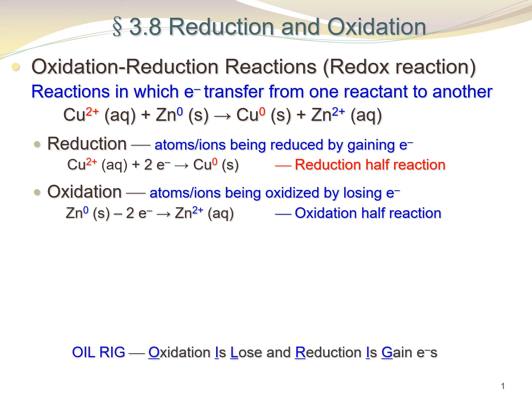In order for us to recognize or remember which process is doing what to electrons, I use this acronym to help us remember what process is which. OIL RIG. OIL stands for oxidation is loss. RIG stands for reduction is gain, of course, of electrons.